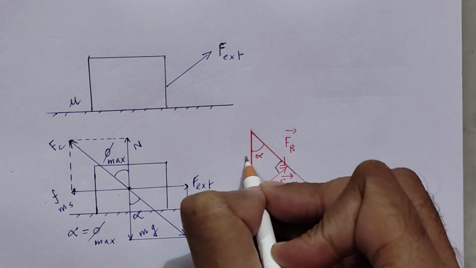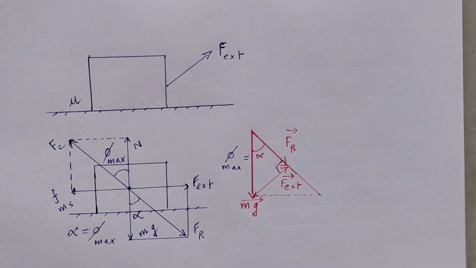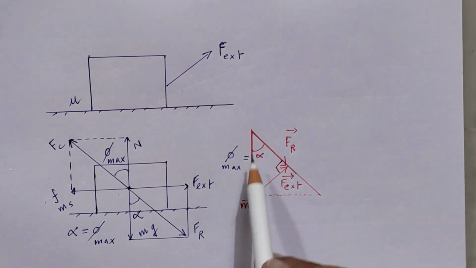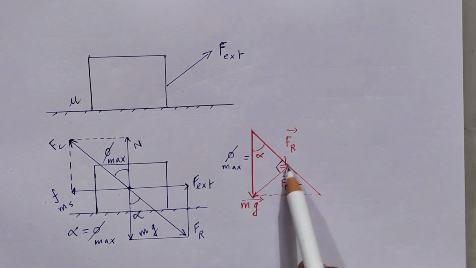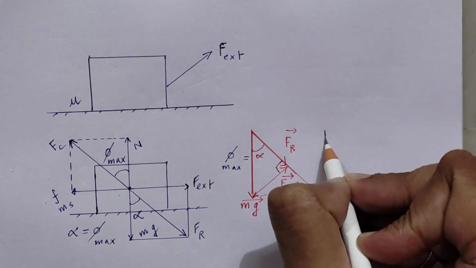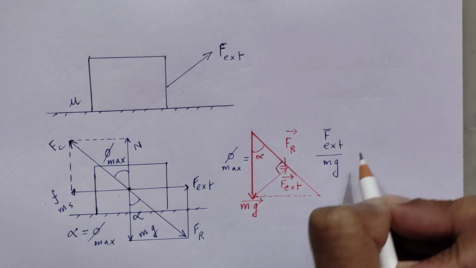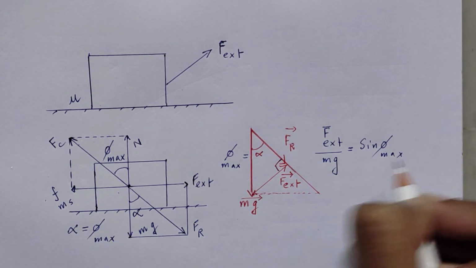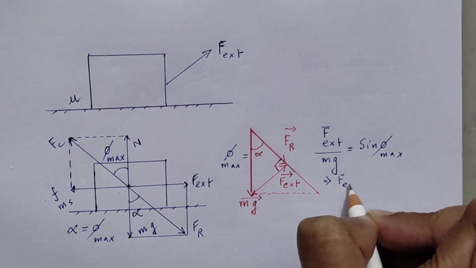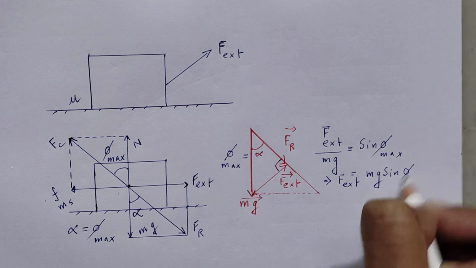And what is this alpha? This alpha is nothing but phi max. Now what is this phi max? Angle of friction. So how can I relate these two? Sine phi max is F external by mg. So very clearly I can say that F external by mg is sine phi max. F external is mg sine phi max.